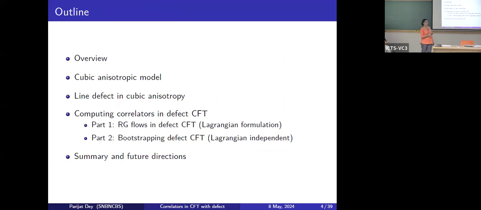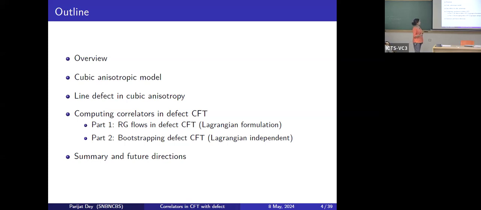So this is a brief outline of my talk. I am going to begin with a broad overview and motivation of the defect system that is already there in the literature, and how do we describe the dynamics using the approach of quantum field theory. And then we will talk about a particular class of conformal field theory, which is described by this cubic anisotropic model. I will discuss in detail the symmetries of this model. This is described by a conformal field theory.